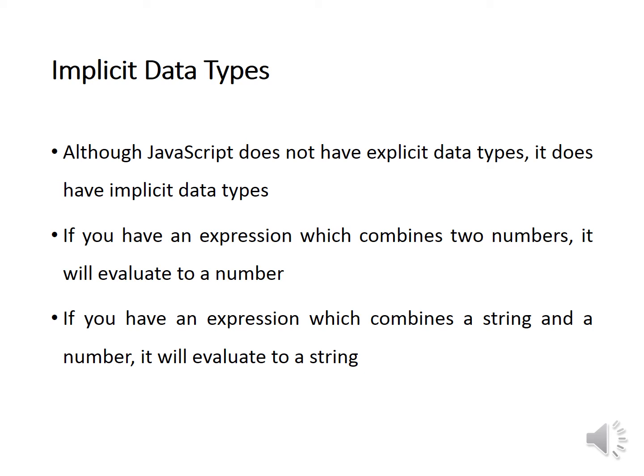So, implicit data type: although JavaScript does not have explicit data types, it does have implicit data types. If you have an expression which combines two numbers, it will evaluate to a number. If you have an expression which combines a string and a number, it will evaluate to a string. For example, ABCD1234 is alphanumeric values.